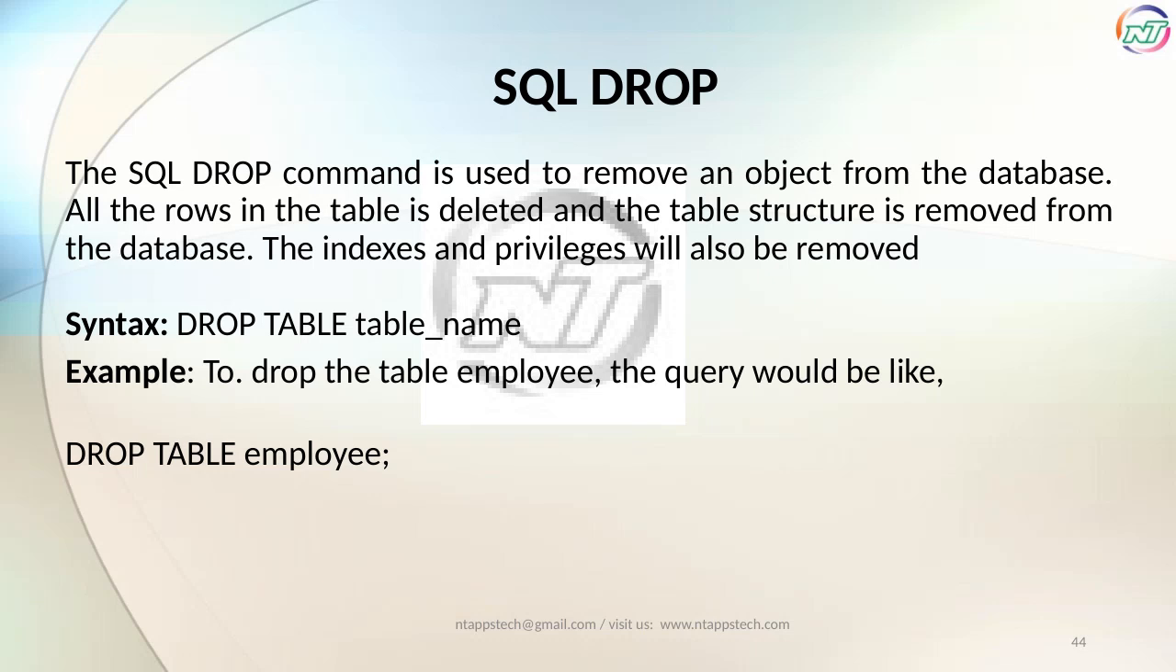This means that the indexes associated with the table, as well as any privileges granted specifically for that table, will be deleted too. The syntax is straightforward. You write drop table followed by the table's name. For example, to drop a table called employee, you would simply use the command drop table employee. This operation is permanent, so it's important to be certain before using it, as it removes everything related to that table from the system.